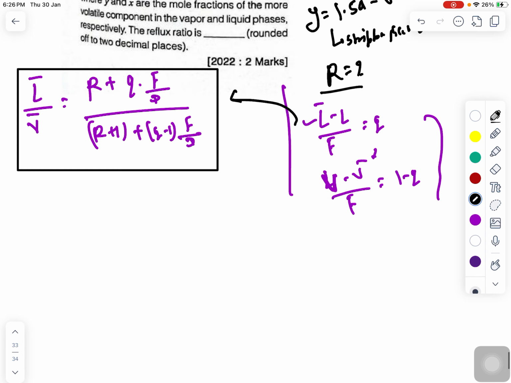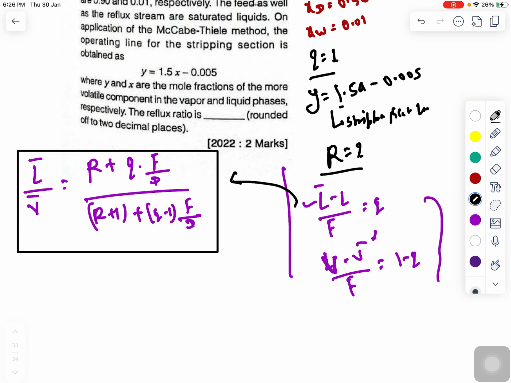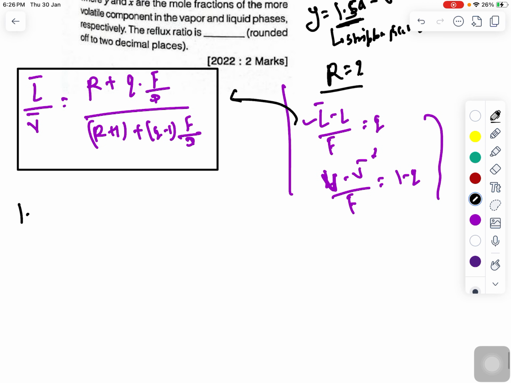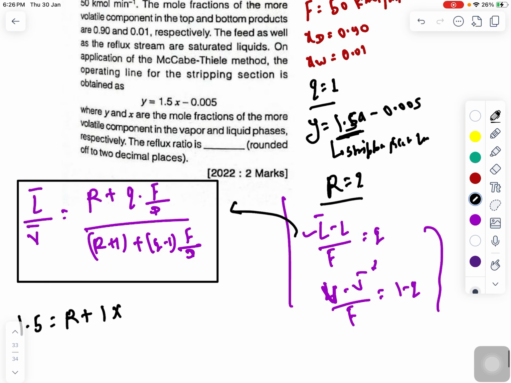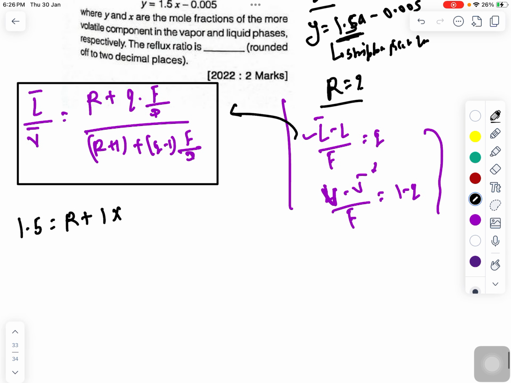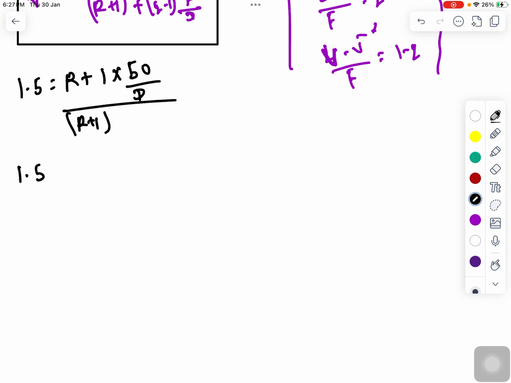Now here in this particular problem, you can say that stripping section equation line slope is given to you, that is 1.5. Means L bar by V bar is given to you is 1.5. R we are supposed to calculate, Q is 1, and F is given to you, that is 50, right? F is 50 divided by D upon R, you don't know, R plus 1 plus Q minus 1. So Q is 1, so that will be equals to 0. Is that clear? So in this particular problem, 1.5 is equals to R plus 50 divided by D divided by R plus 1.